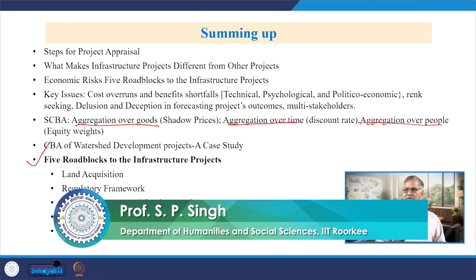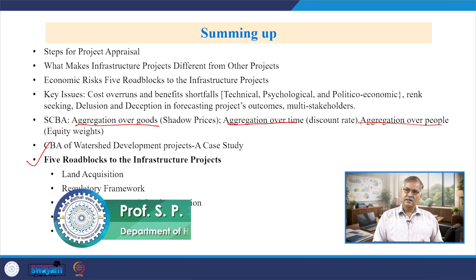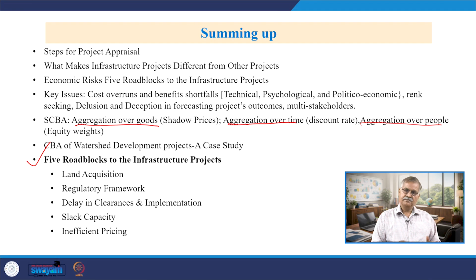First, land acquisition. This is one issue. Second is the regulatory framework. Third is delays in clearance and implementation of the project. And fourth is slack capacity. This happens especially in projects like roads. It has been observed in the Yamuna Expressway quite some time that the full capacity was not utilized, but after linking of the Yamuna Expressway with the Lucknow Expressway or the Bombay Expressway, the traffic flow on that road also improved, and now the project becomes more and more economically promising.